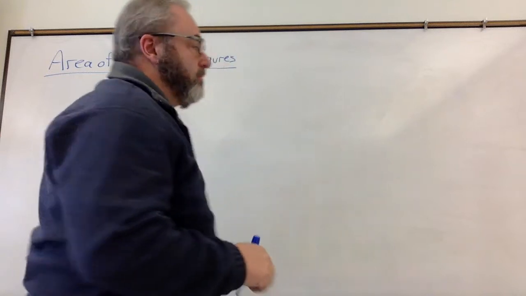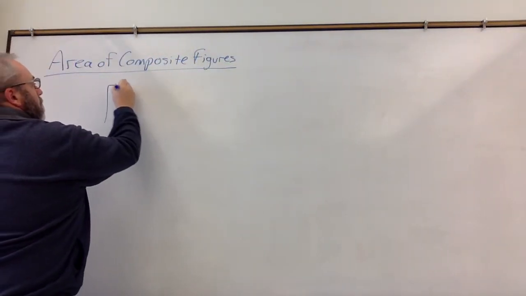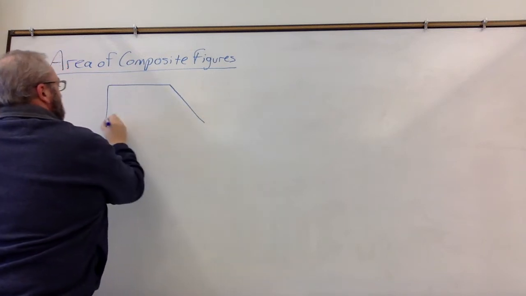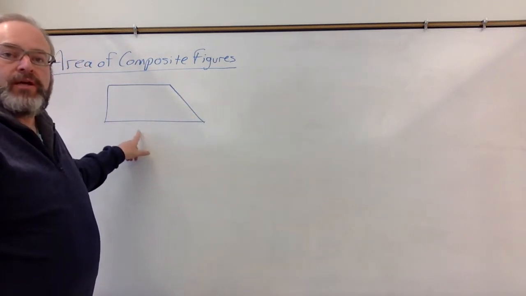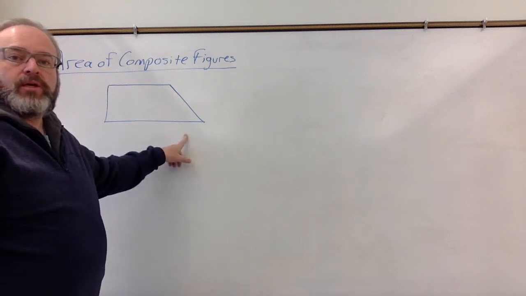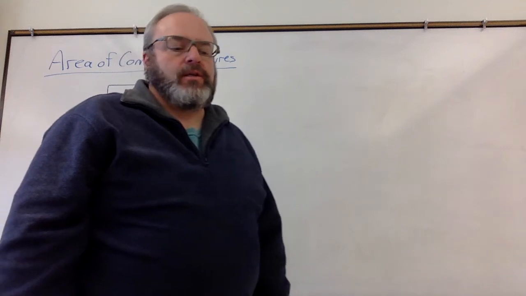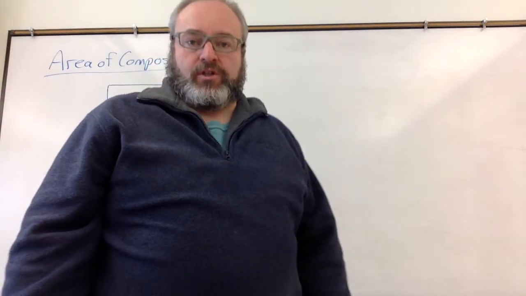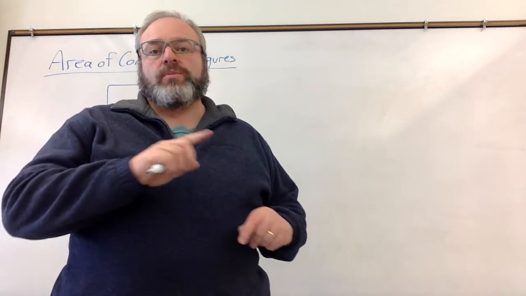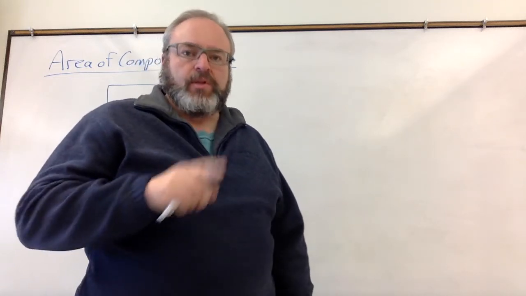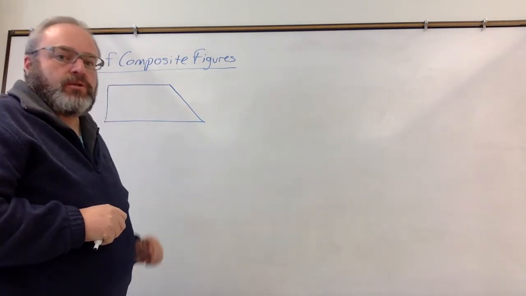For example, here we have a rectangle and a triangle on the side. In order to find the area of composite figures, we actually have to divide the figure into shapes that we know. Okay, so before we do that, let me put some numbers on here so we'll know what we're dealing with.